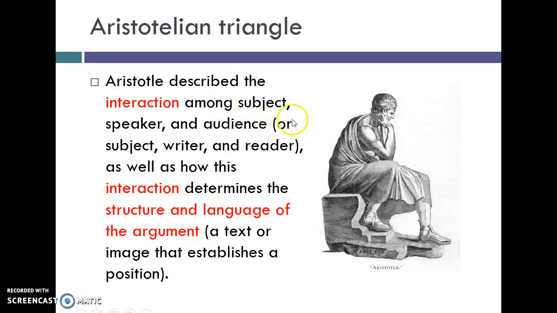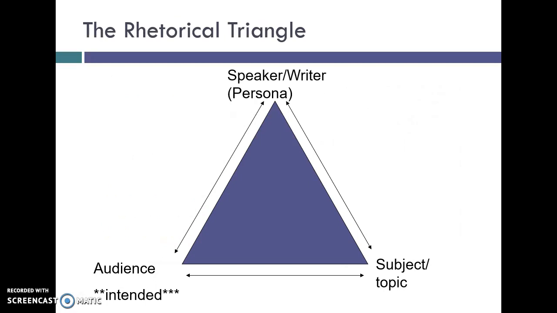So, with that being said, he realized that when we are giving a speech or when we're talking, it's the interactions among the subject, the speaker, and the audience that determines the structure and the language that we use. So I want you to think about that. That's key. The interactions between the subject, the speaker, and the audience. And those things will determine the structure in which you write and the language in which you use in your writing or speaking. Okay? All right, so this is the rhetorical triangle.